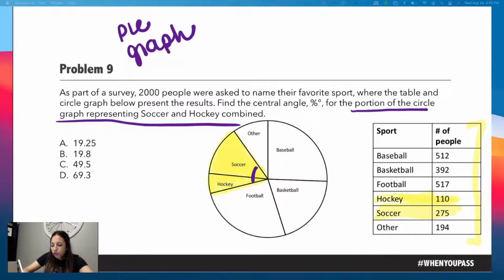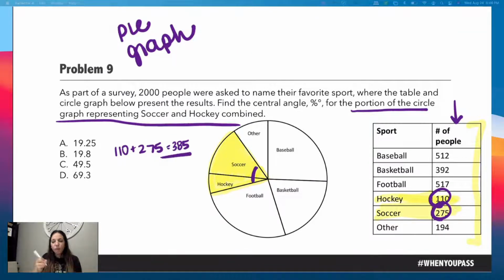So let's keep going. So how do I find the central angle? Well, I have to look at the number of people, and I have to find what percent this is out of the total so that I can then convert that into 360 degrees and find the actual angle measurement. So how do I find the percent? I take my hockey and my soccer people and I add them together. 110 plus 275. What is 110 plus 275? 385.